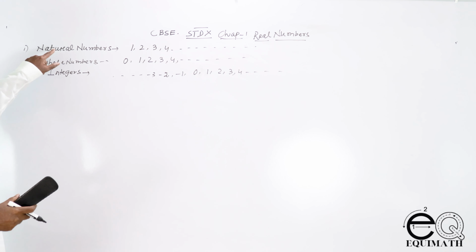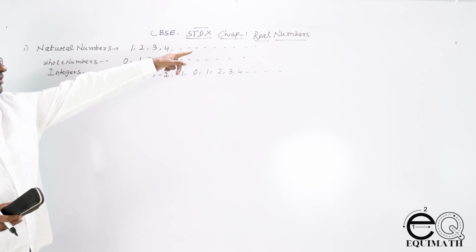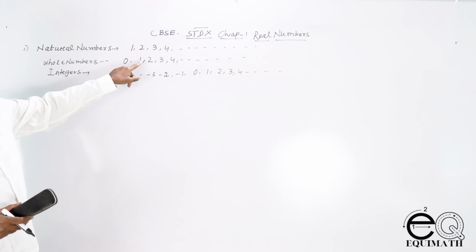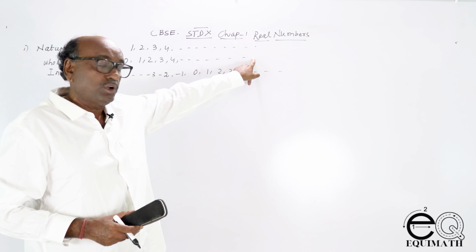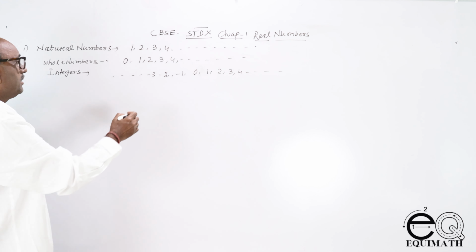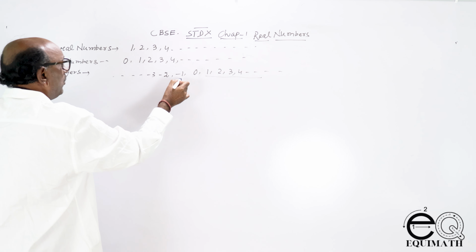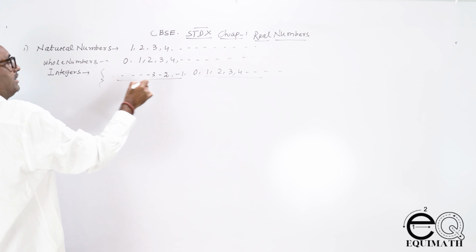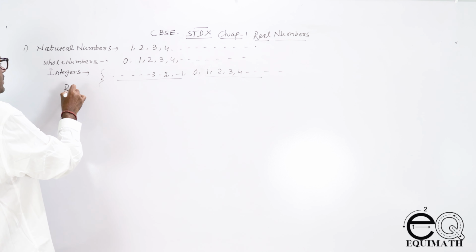So we got natural numbers. 1, 2, 3, 4, 5 onwards, all the numbers are natural numbers. 0 and 1, 2, 3, 4 onwards, all the numbers are whole numbers. 0 including all the positive numbers and all the negative numbers are known as integers. Then rational number.